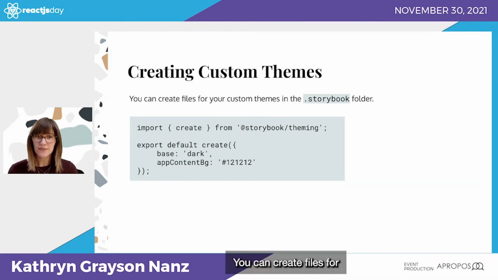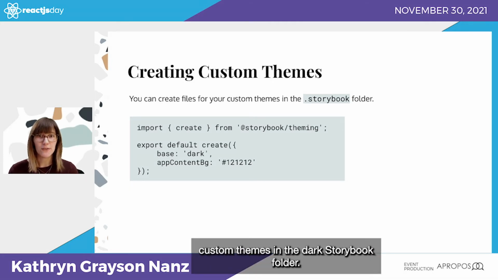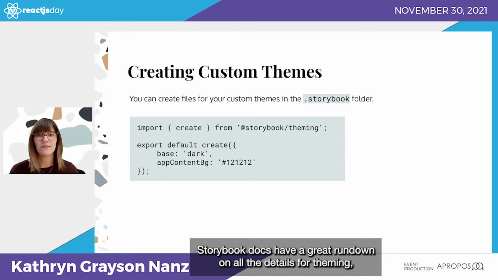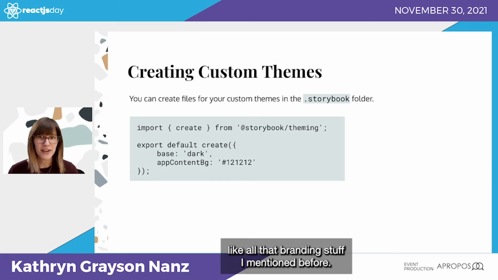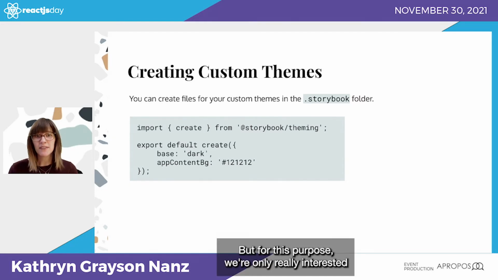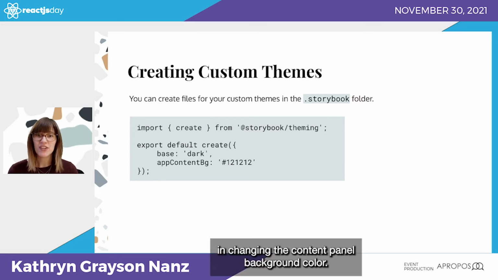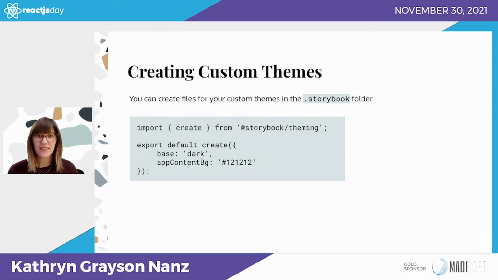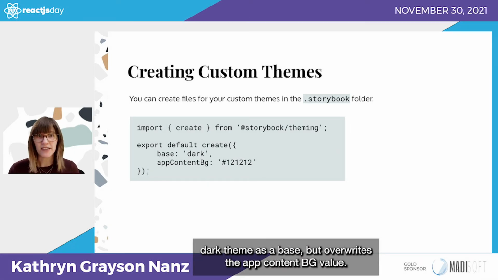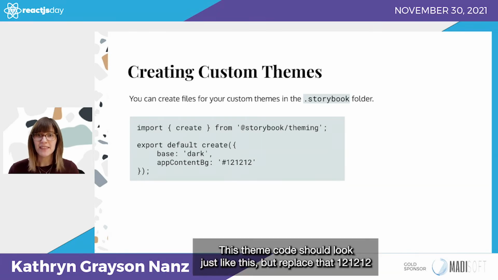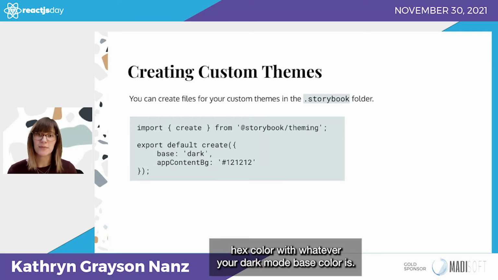You can create files for custom themes in the .storybook folder. The Storybook docs have a great rundown on all the details for theming, because there's a lot more that you can do, like all that branding stuff I mentioned before. But for this purpose, we're only really interested in changing the content panel background color. To do so, you'll create a custom dark theme that uses the Storybook dark theme as a base, but overwrites the app content BG value. This theme code should look just like this, but replace that 121212 hex color with whatever your dark mode base color is.